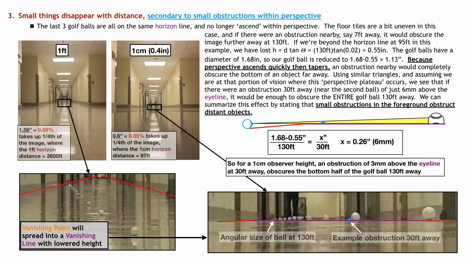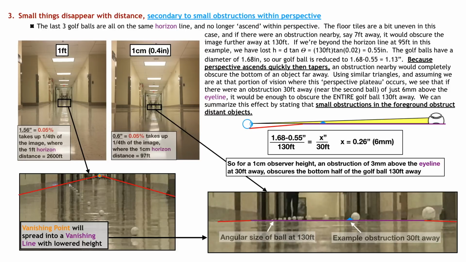The floor tiles are a bit uneven in this case, and if there were an obstruction nearby, say 7 feet away, it would obscure the image further away at 130 feet. If we're beyond the horizon line at 95 feet in this example, we have lost a height equal to d tan theta, or 130 feet times the tangent of 1 arc minute, or 0.55 inches. The golf balls have a diameter of 1.6 inches, so our golf ball is reduced to 1.6 inches minus 0.5, equal to 1.13 inches. Again, given an obstruction, or given the amount of set.